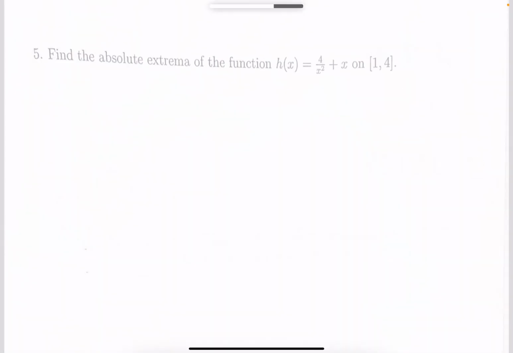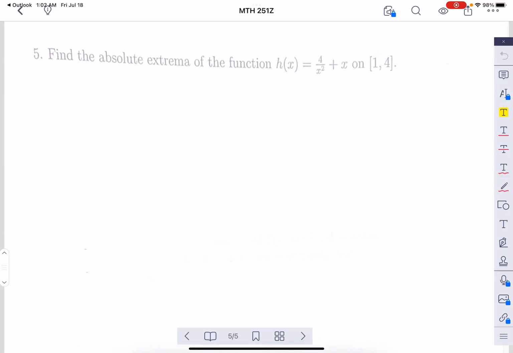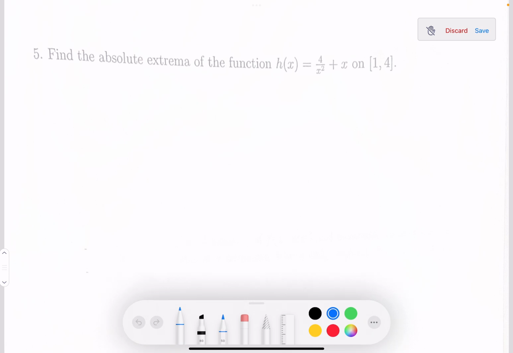Bismillah ar-Rahman ar-Rahim. Let's do this problem. Find the absolute extrema of the function h(x) = 4 over x squared plus x on [1, 4]. Okay, so let's put the function h as a function of x equal to 4 over x squared plus x. So you need to find the absolute extrema of the function.